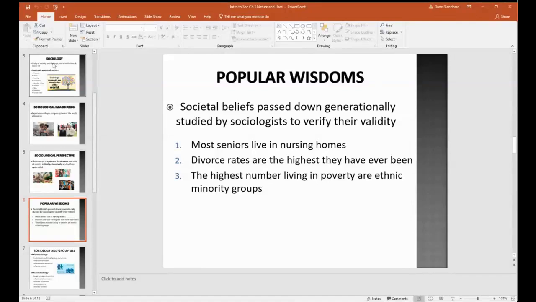One that's not listed here is there was a popular wisdom going on a couple decades ago that stated that if you got pulled over by a police officer and you've been drinking, and if you have a copper penny in your mouth as you do the breathalyzer, it would help you pass the breathalyzer. A lot of people believed that at the time, but that does not work. So sociologists will often challenge these popular wisdoms.